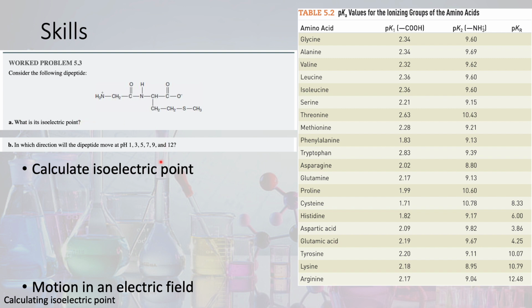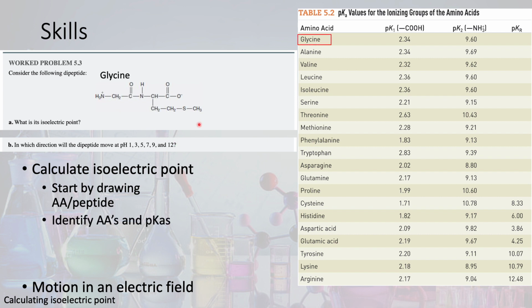So to do this, I suggest start by drawing the amino acid or the peptide, dipeptide in this case. Here it's already drawn for us, but for practice's sake, I recommend drawing it. That way you can identify the amino acids, and then you can also identify the specific pKa's of each amino acid. So what's going to pop up next?